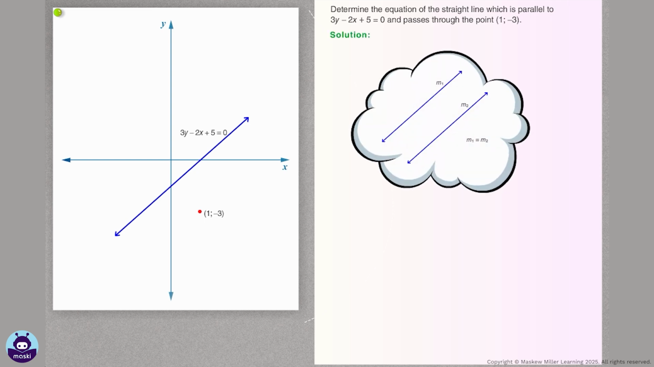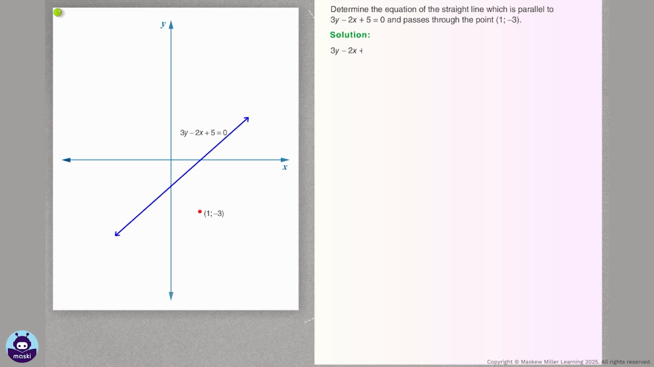Solution. Any line parallel to the given line has the same gradient as the line 3y minus 2x plus 5 is equal to 0. Let us express the equation of the given line in the standard form. Rearranging the terms for y, dividing by 3 on both sides, we get y is equal to 2 over 3 x minus 5 over 3.